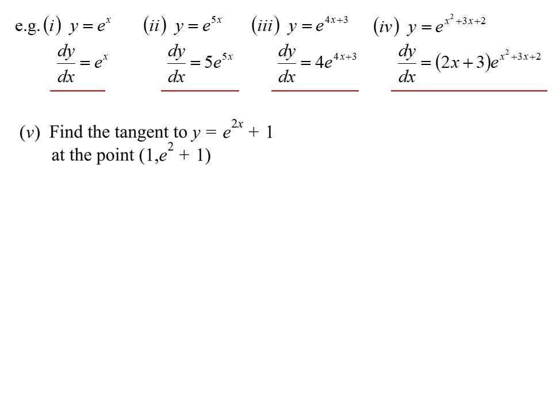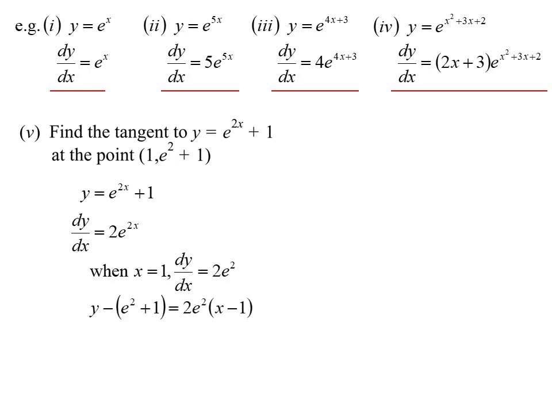Well, it's no different to the ones we saw before. Tangent is a line. I need two things. I need a point, I need a slope. I've got a point. I need to find the slope. Slope of a tangent, that's where we used calculus. So y equals e to the power of 2x plus 1, differentiate that, we'll get 2e to the 2x. There's the formula that'll allow me to find the slope. We'll sub in x equals 1, that's the point we're interested in. dy dx becomes 2e squared.